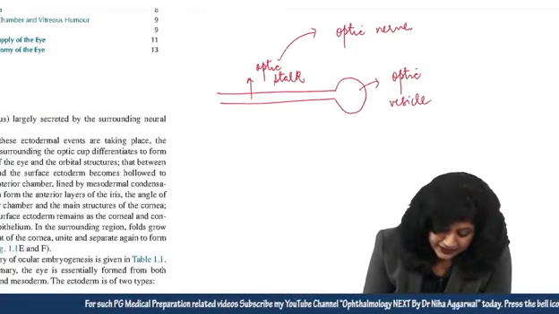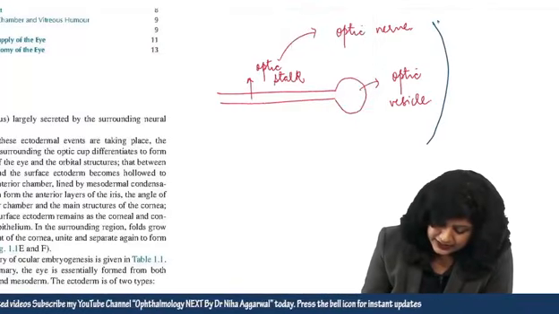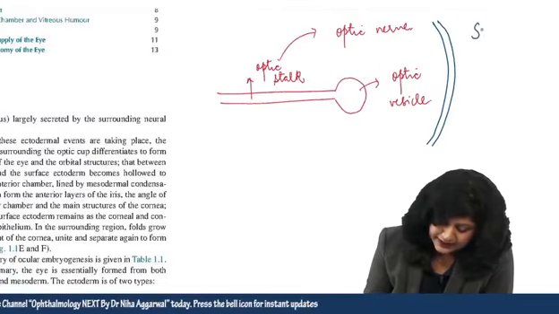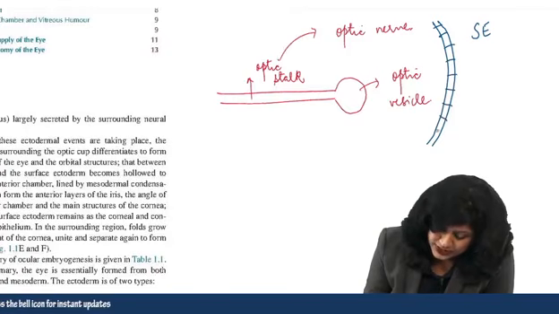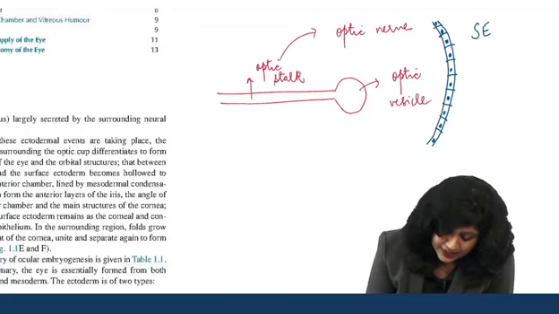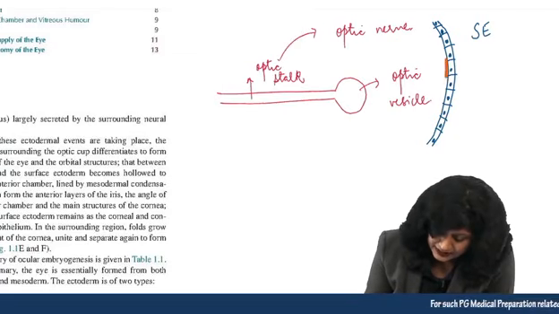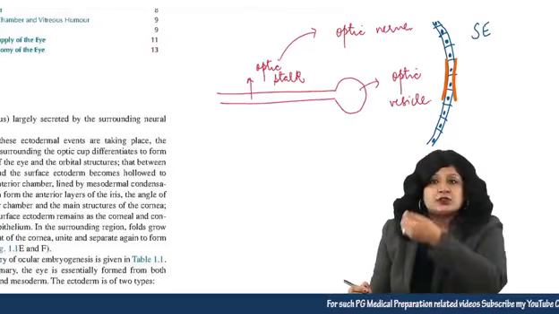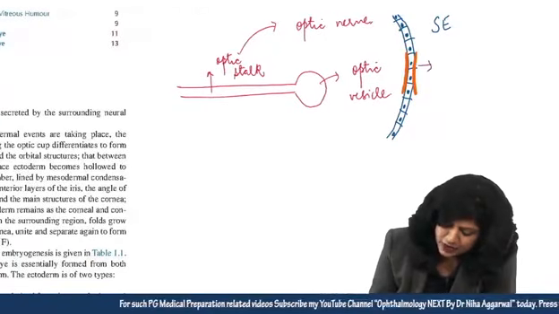Now when it is reaching near the surface ectoderm, something like this, that is why I'm saying that we have to read between the lines. When it is reaching near the surface ectoderm, then here also it starts showing the invagination and thickening. So we have a thickening in this area, then it also starts showing the invagination. So from here starts the sequence of the lens.